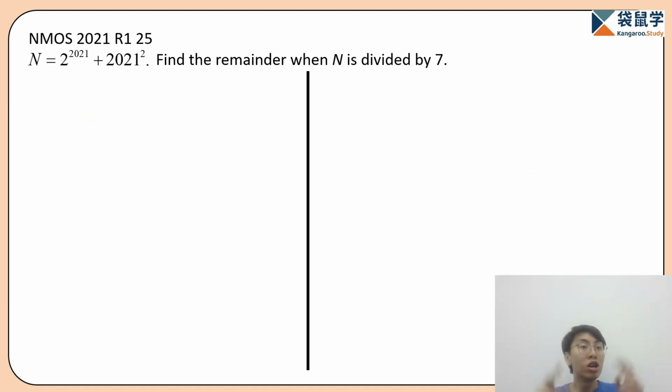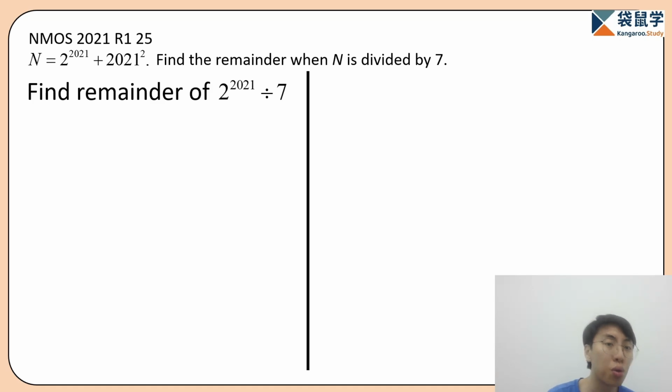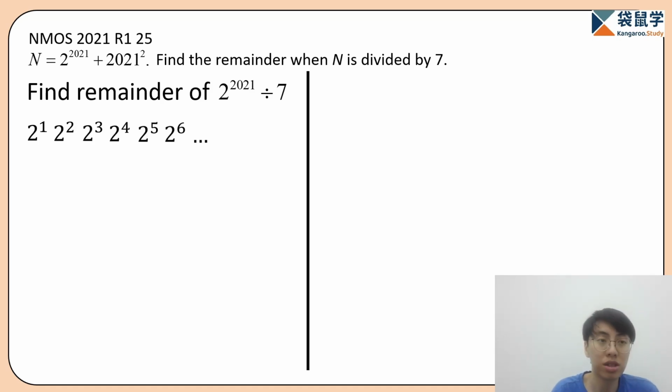Let's say 2 to the power of 2021 divided by 7. Of course we can't solve it directly. So what do we want to do? There are 2021 2's over here, so we might want to see if there is any pattern. As usual, if the number is very big, then we have to find the pattern. That is 2 to the power of 1, 2 to the power of 2, 2 to the power of 3 and so on. We list them down. Now, what's the first remainder? It's just 2. What about the second one?